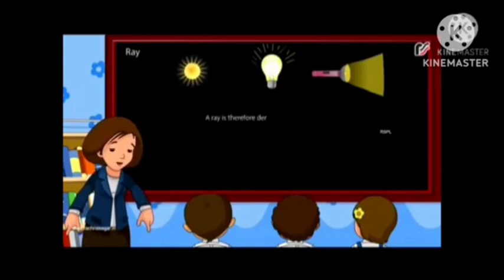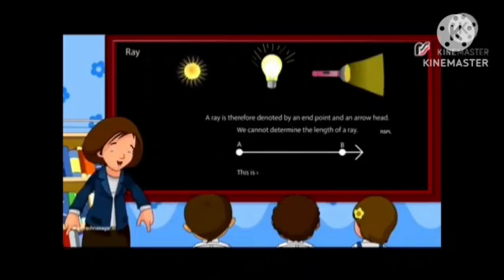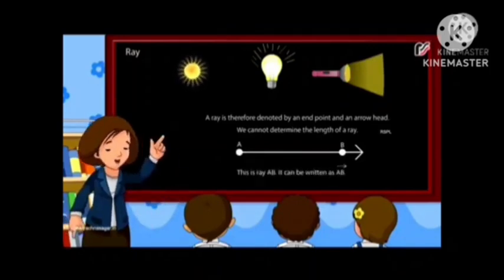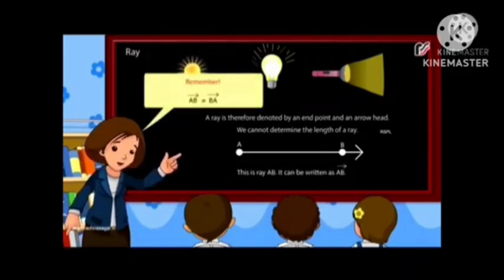A ray is therefore denoted by an endpoint and an arrowhead. We cannot determine the length of a ray. This is ray AB. It can be written as AB. Remember, ray AB is not equal to ray BA.